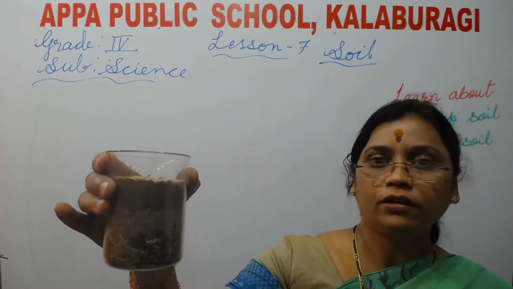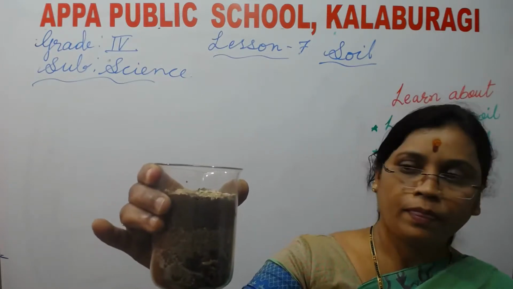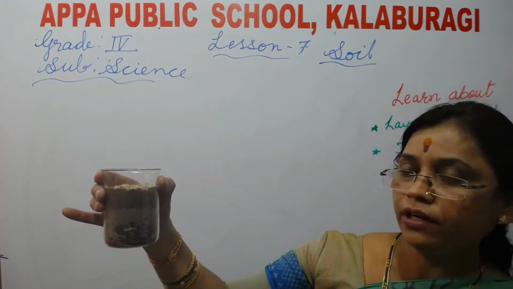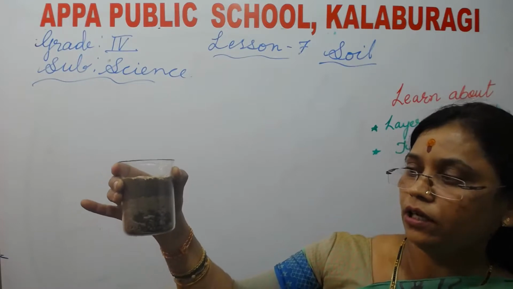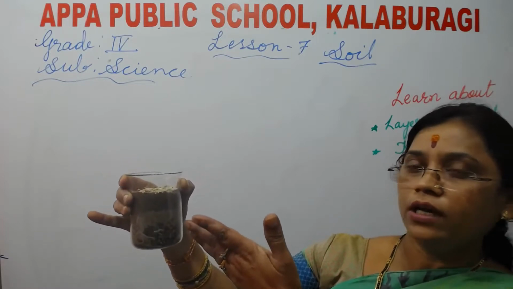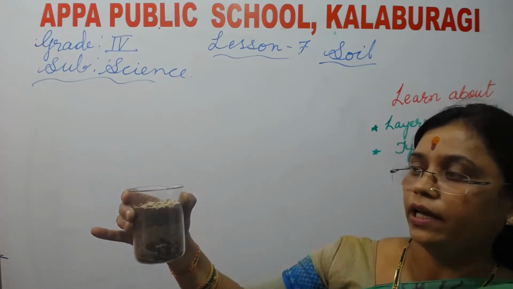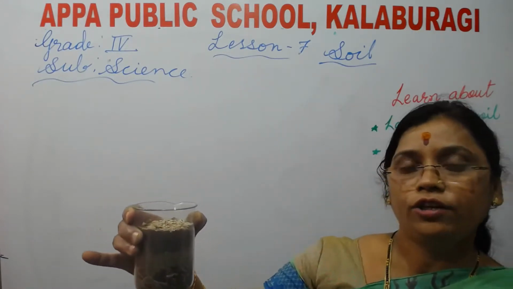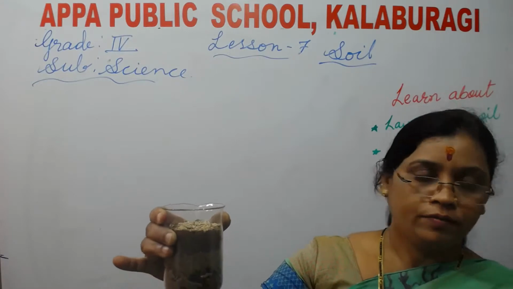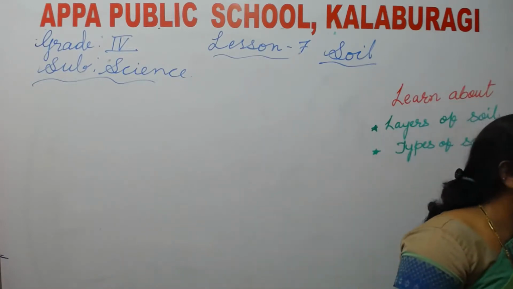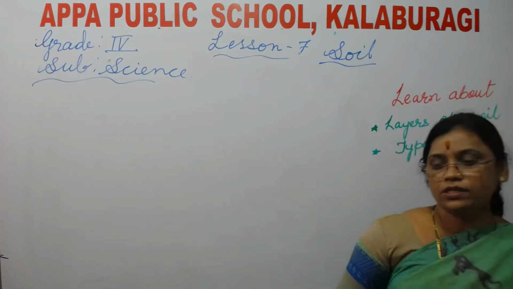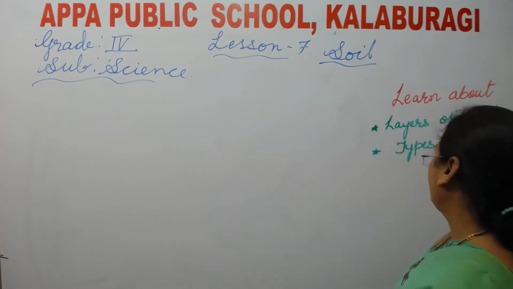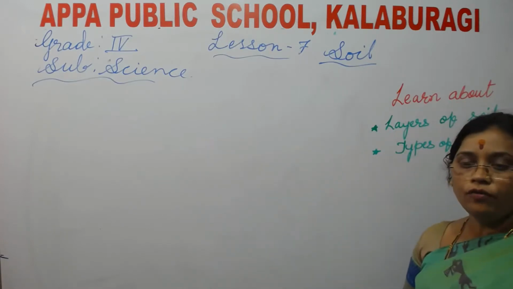Is it visible, children? Yes. Can you differentiate the different layers? See, stones, then above that is the layer of sand, above that is the layer of loamy soil and clay soil, and on the top we have the humus. So this is all about today's session, that is layers of soil and types of soil.